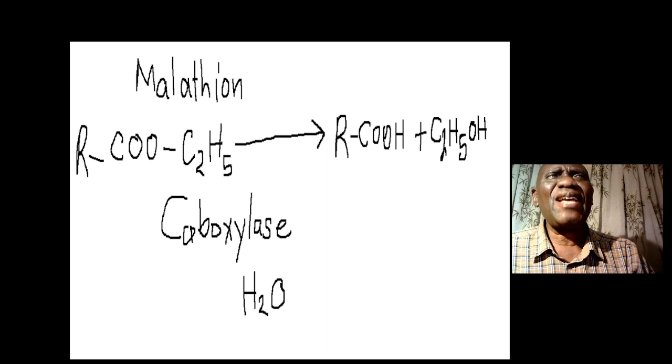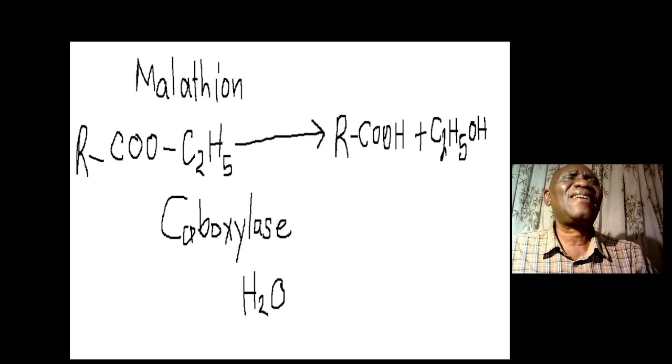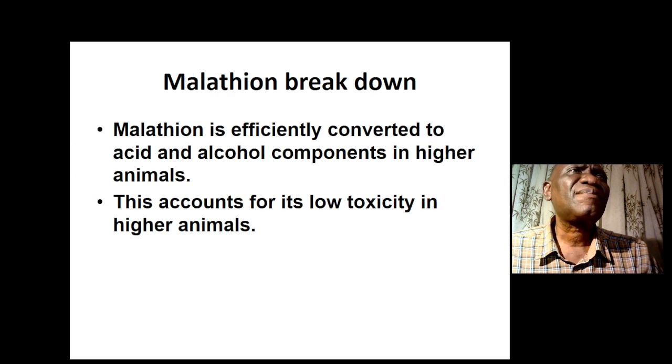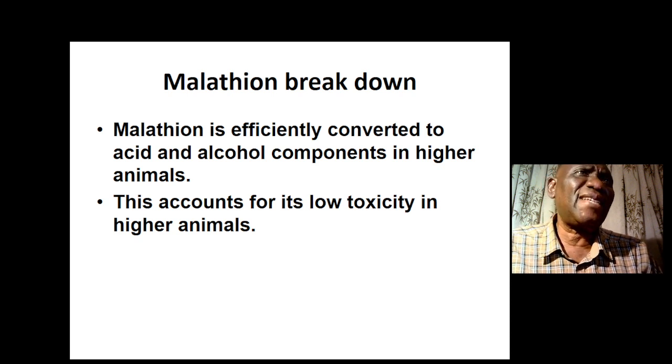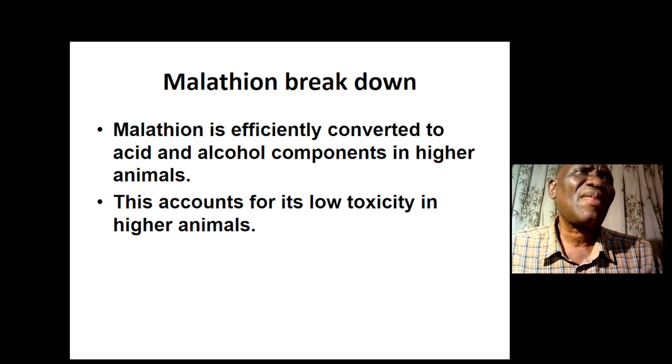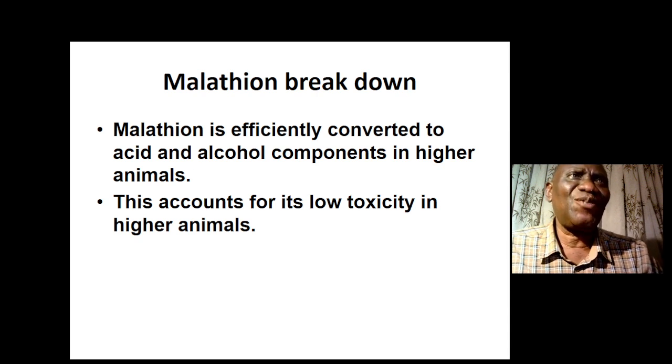Probably why malathion doesn't affect humans is that we possess a lot of carboxylase, which can destroy this malathion. I'm not saying it's a safe pesticide. Malathion is efficiently converted to acid and alcohol components in higher animals like us. This accounts for its low toxicity in higher animals like humans.